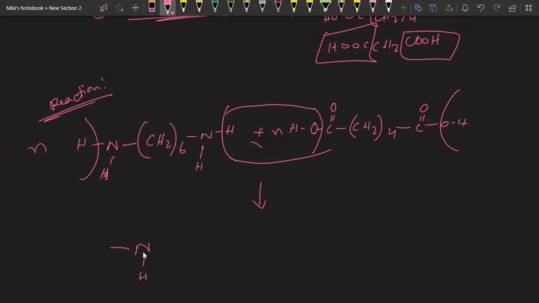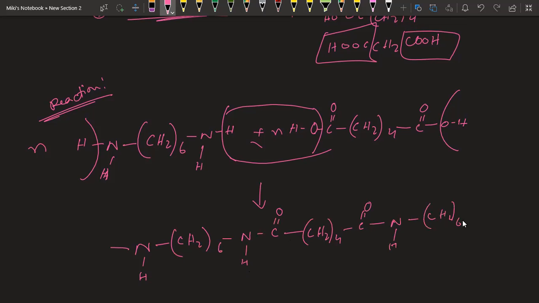Here N will be left with a free hand to form a bond, and we will have CH2 6, we have NH, and here C double bond O. Then we have CH2 4 and C double bond O. That means here we can also continue with NH, the same pattern. Here will be a diamine, and again NH. It continues. I won't be drawing that much.